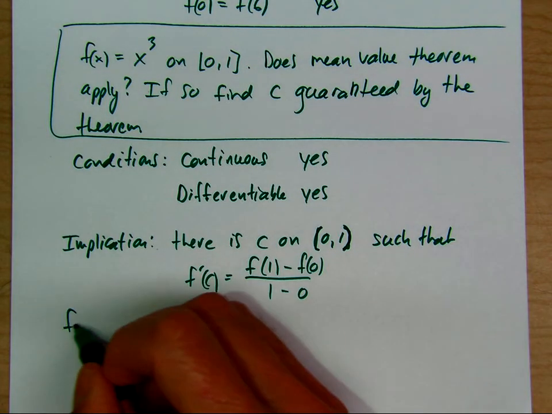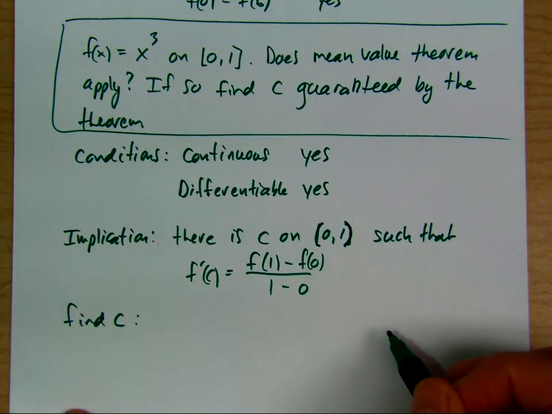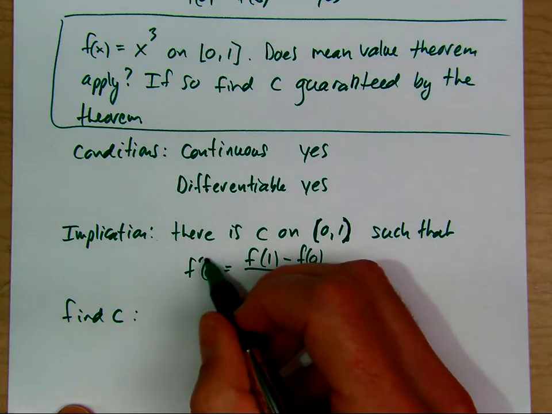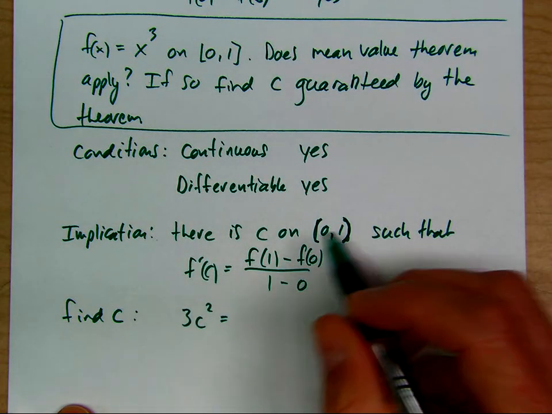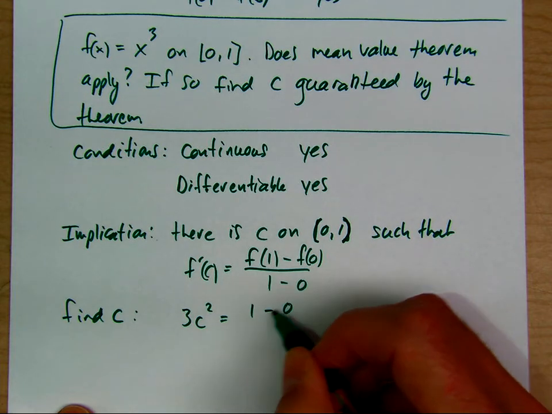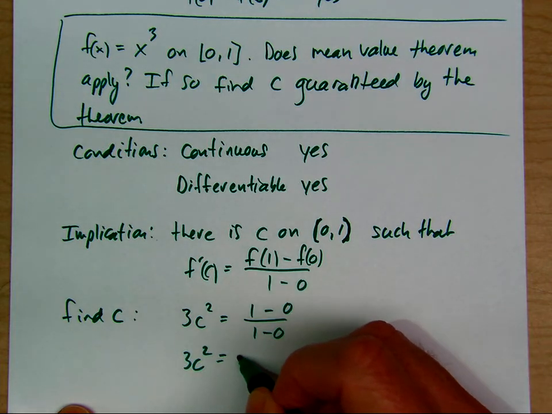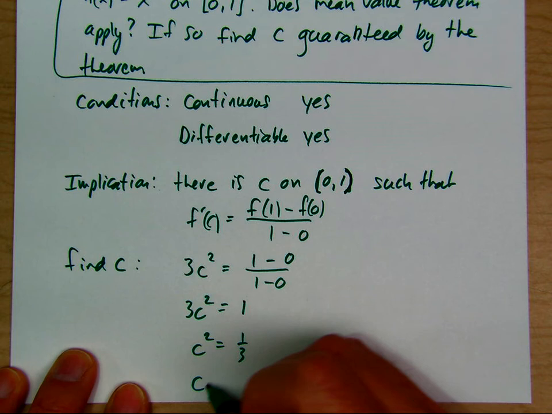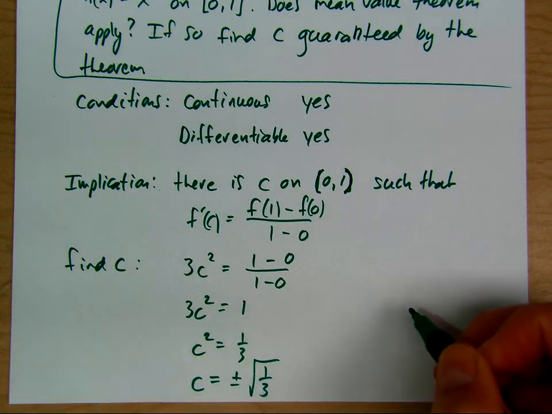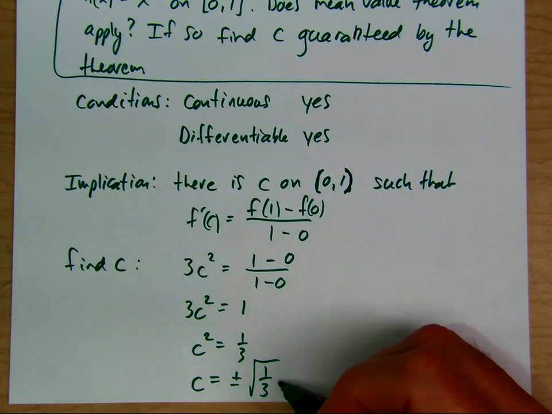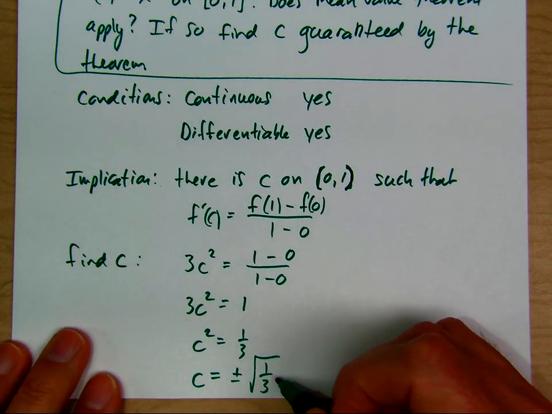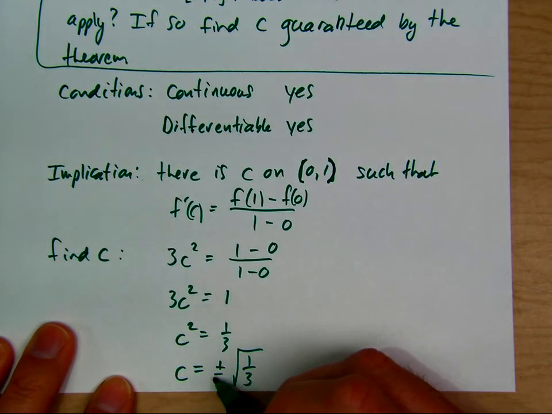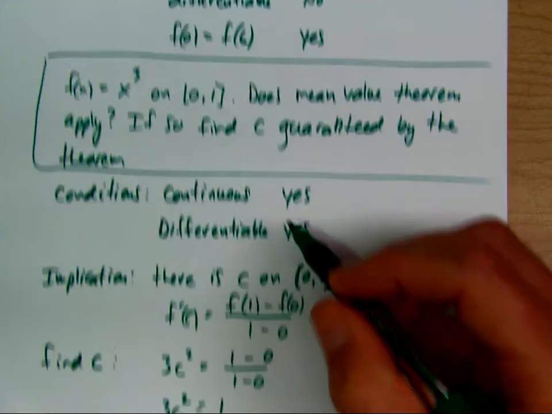And then find c. So that's a different part of the question, and we're going to find the derivative, which is 3x squared. So f prime of c will be 3c squared. And then we have f of 1 is 1, f of 0 is 0. So c is positive or negative radical 1/3. This is an x value, but we're only on the interval 0 to 1, so we will only use the positive. Just keep the positive because we're not looking at negative x values.